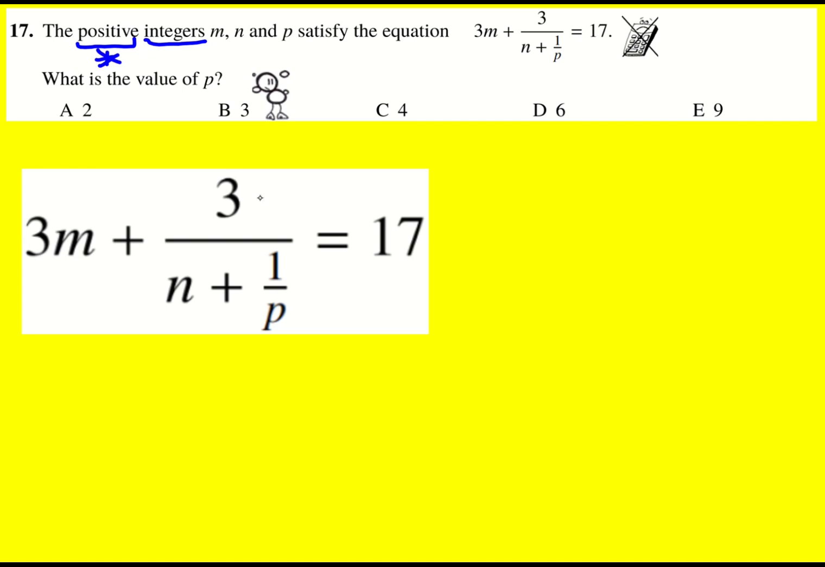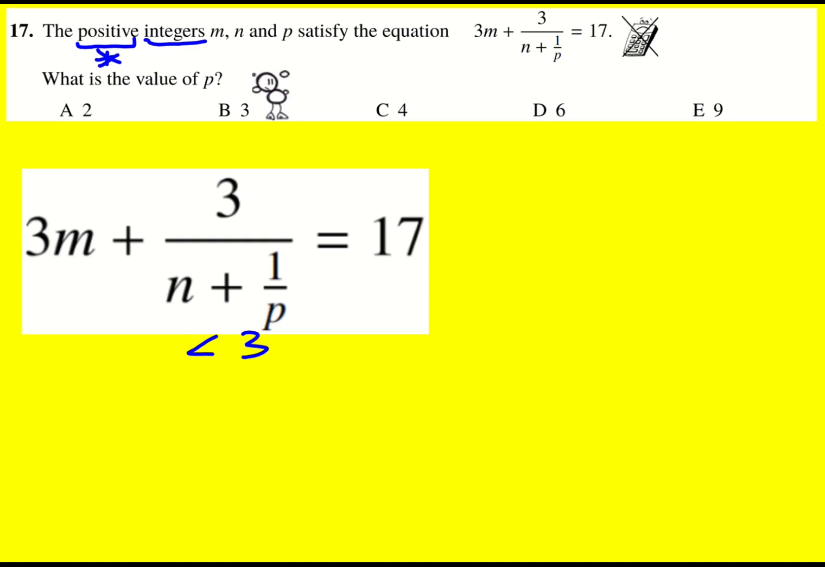So let's take a look at this second term, in fact. Because n is an integer that's one or more, when I add it to 1 over p, I'm definitely going to get something that is more than 1. And then if I do 3 divided by something that's more than 1, that is going to be less than 3. That is a crucial thing in this question.